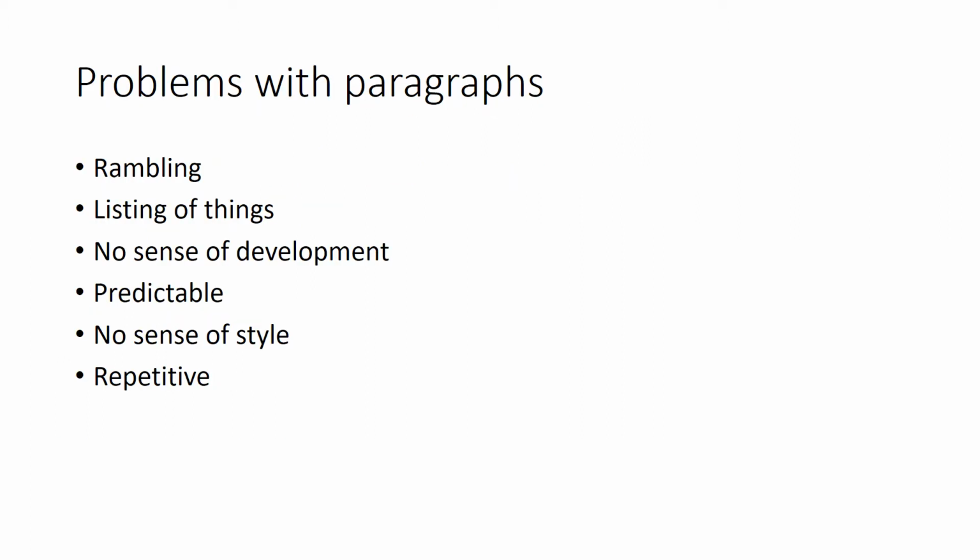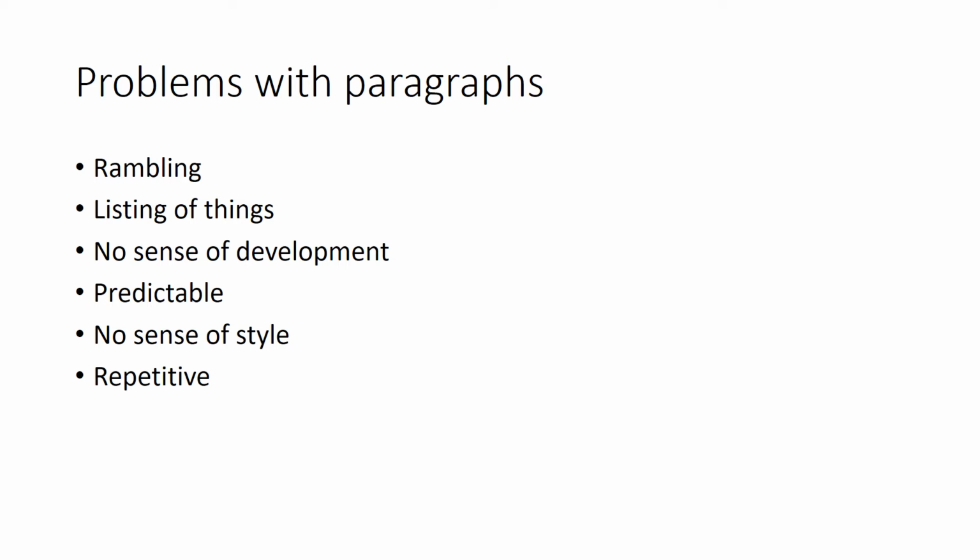Now we're going to look at paragraphs. Now we might think that paragraphs are quite straightforward and easy. They're not, and they're one of the most difficult things for students to get right because they often get them wrong. And what's the problem with their writing? Well, with paragraphs we tend to get lots of rambling. And part of that rambling is caused by listing of things. What students tend to do is they just go, there's this, this, this, and this, and they put them in a paragraph.